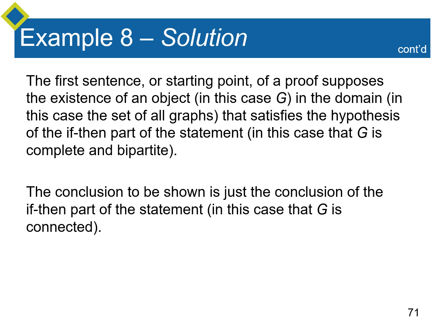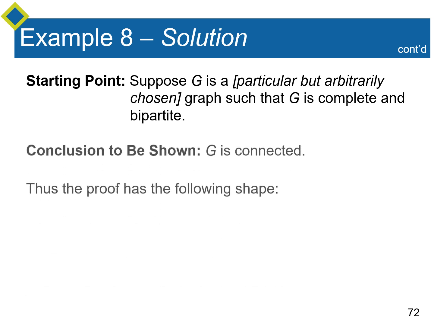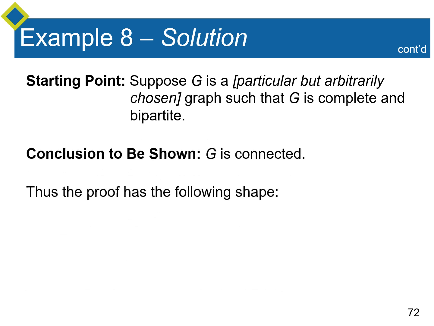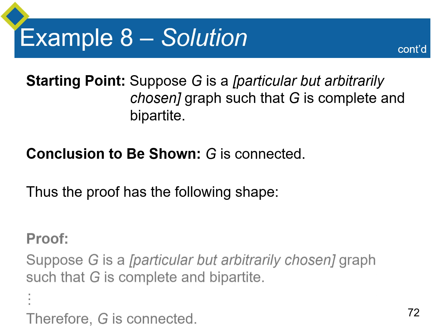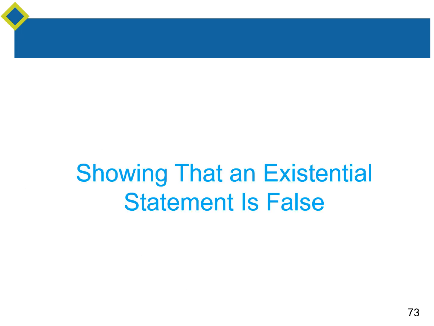For the conclusion to be shown, it is just the conclusion of the if-then statement. The starting point: suppose G is a graph such that G is complete and bipartite. So the conclusion is G is connected. So for the proof, the following is the shape. We prove: suppose G is a graph such that G is complete and bipartite, and therefore G is connected.